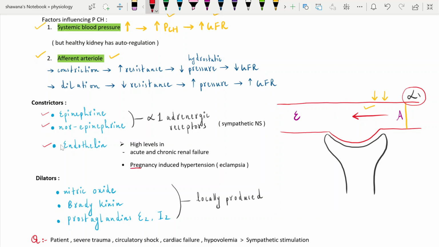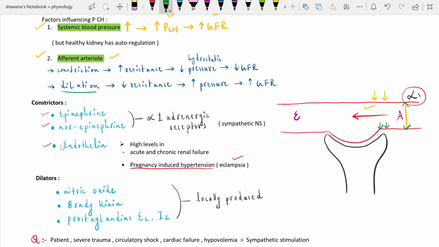The most important thing here to remember is that pregnancy induced hypertension is also known as eclampsia, and eclampsia occurs mostly in the starting trimesters of the pregnancy. The second thing is that afferent arterioles can also dilate. If they are dilated, the hydrostatic pressure here will be reduced.